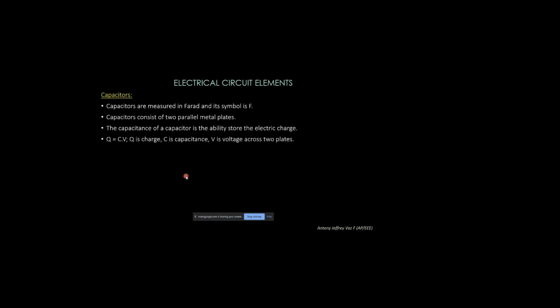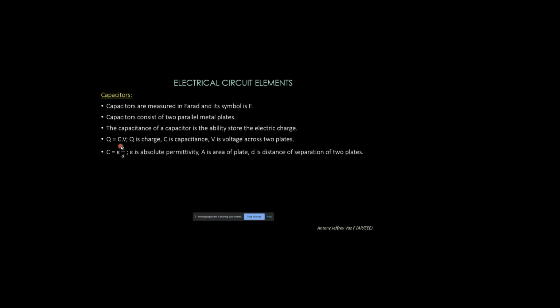Next, we will be seeing about capacitors. Capacitors are measured in farad and its symbol is F. Capacitors consist of two parallel metal plates. Capacitance of a capacitor is the ability to store electric charge. So, the equation of capacitance is Q is equal to C into V. You have seen this in +2 physics equations. Here, Q represents charge, C is the capacitance and V is the voltage across the two plates.